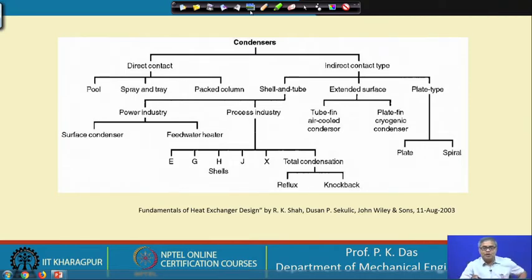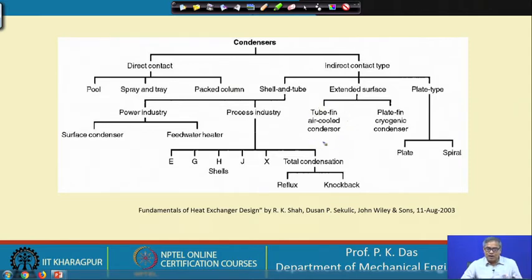And then we have other designs other than shell and tube. We have extended surface, that means fin-tube heat exchangers, which are very widely used in air conditioning and refrigeration applications. Already we have taken a fin-tube heat exchanger example where condensation is taking place, and we have solved that problem. So, you can remember from there.